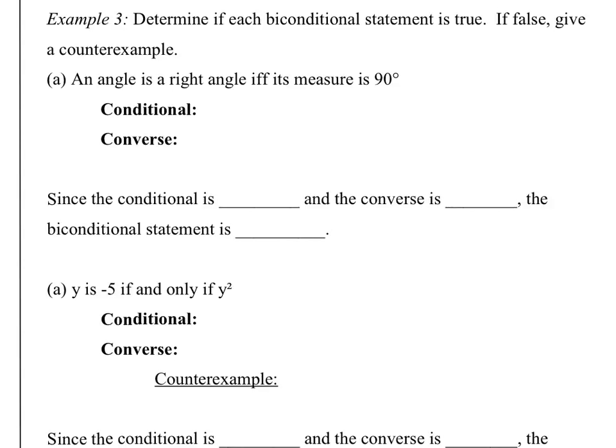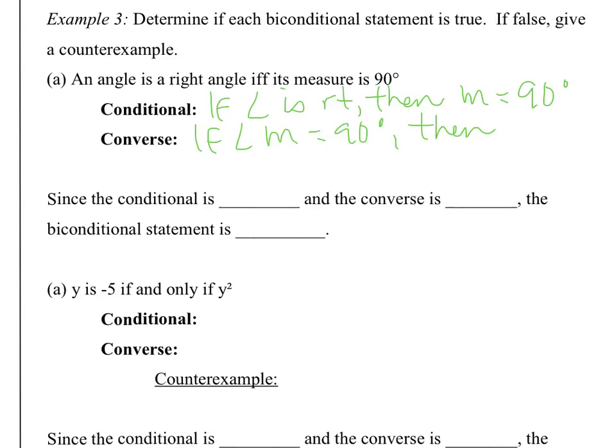An angle is a right angle if and only if its measure is 90. So we're going to pull these apart. If an angle is right, then its measure is 90. And the converse: if an angle's measure is 90 degrees, then it's a right angle.